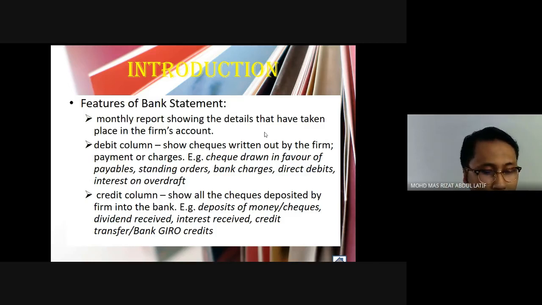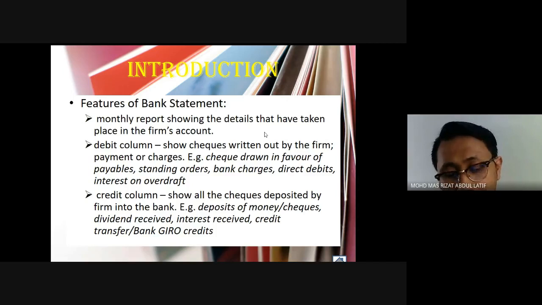Now let's look at the definition there. The differences between the bank statement and bank column are as follows. Bank column tu maksudnya bank ledger lah, bank account. A, bank statement is normally debited with payment or charges and credited with receipt of the business. Meaning to say, debit column in bank statement maksudnya akan menunjukkan pengeluaran duit, whereby credit column dalam bank statement akan menunjukkan kemasukan duit, deposit of money.